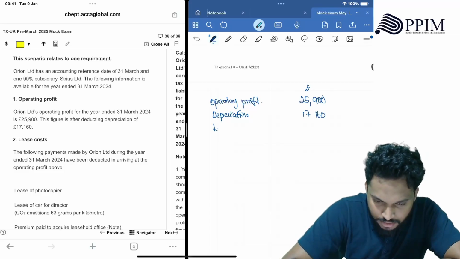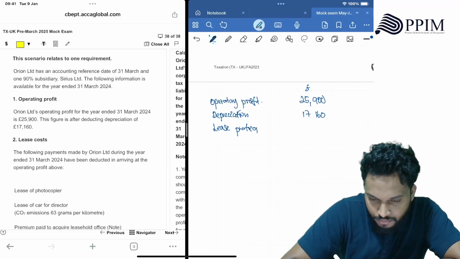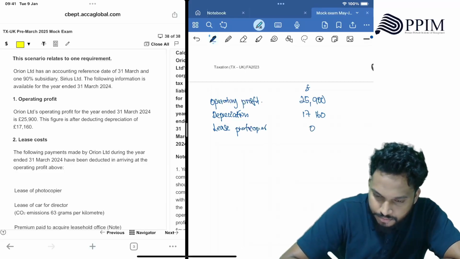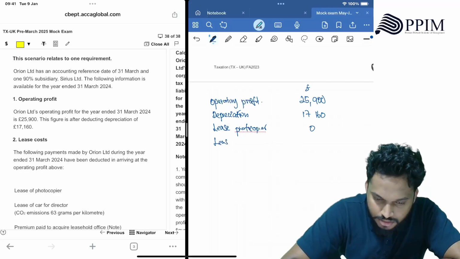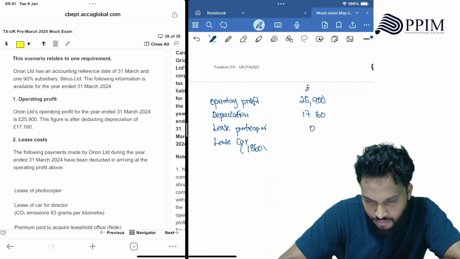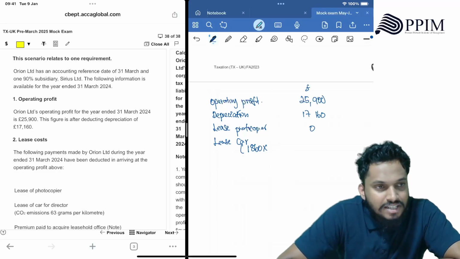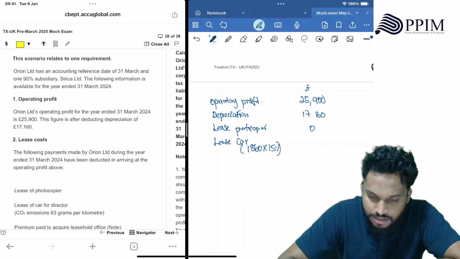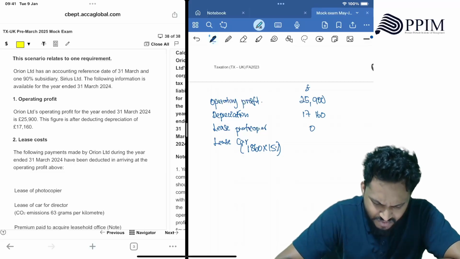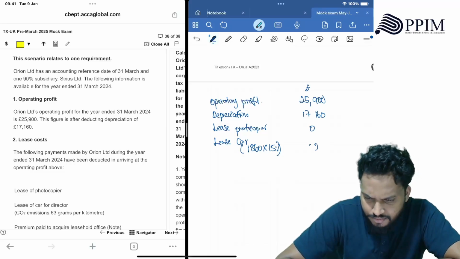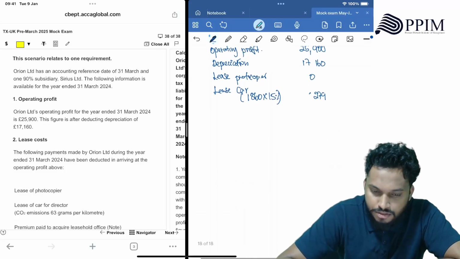Then the lease, photocopy, that is new. Then lease, the second item was the car. So I did a calculation: 1,860, with 85% allowable and 15% disallowable. So 15% of that is how much? 279. I remember the question.